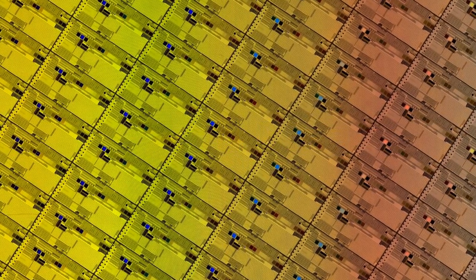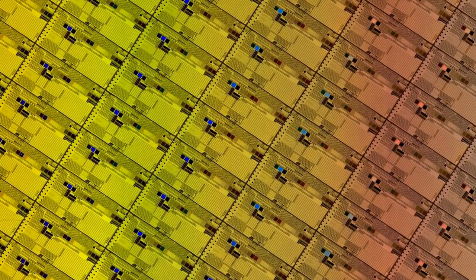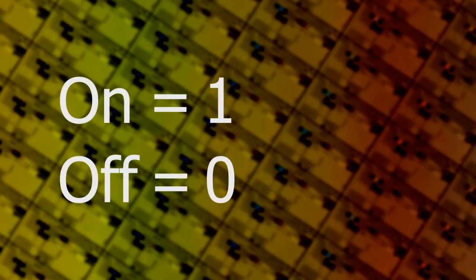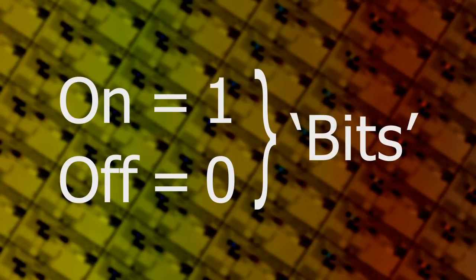Conventional or classical computers are based on millions or billions of miniature transistors. These can be turned on or off to represent a numeric value of 1 or 0. In turn, this allows classical computers to store and process data using binary digits or bits.